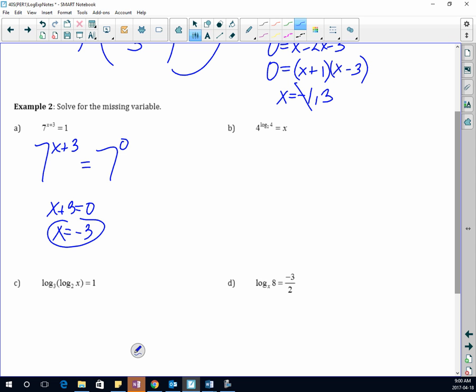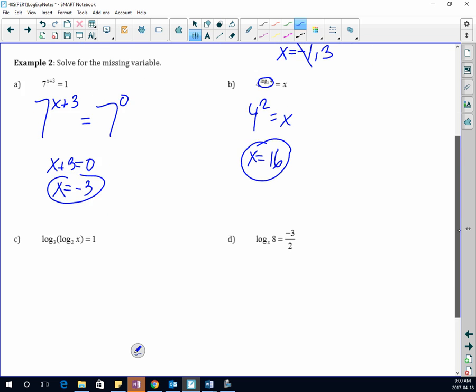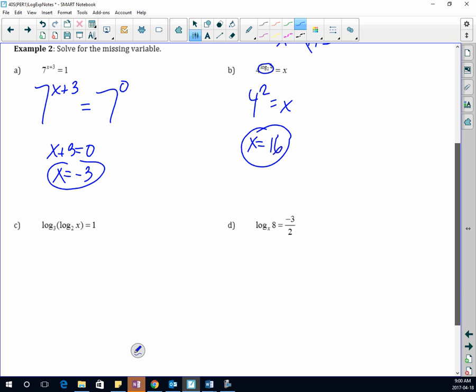Okay, how about this one? Does anybody know what this equals? 2. So 4 to the power 2 equals x, so x equals 16. Bam, done. Moving on. They had this one on the exam before.